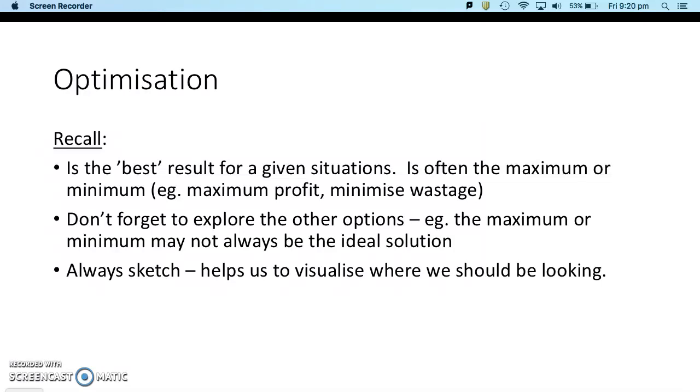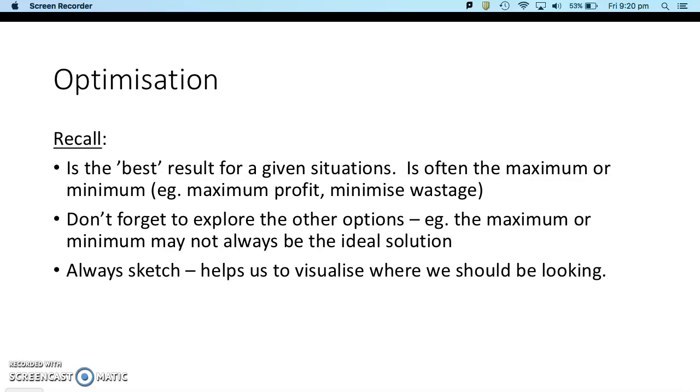Alright, so just a little bit more on optimization. So what do we know about optimization? Well, it's an opportunity for us to find the best or the worst for a given situation. So we might often try and find, say, the maximum profit. So given a function, can we find a way in order to maximize the amount of money we're making? The opposite to that might be trying to minimize wastage.